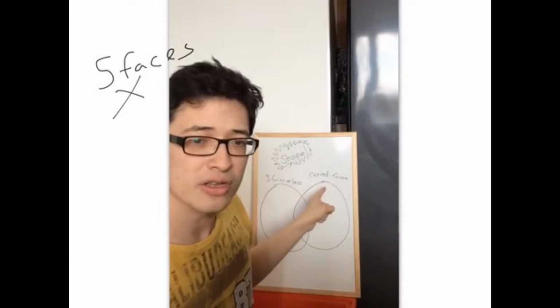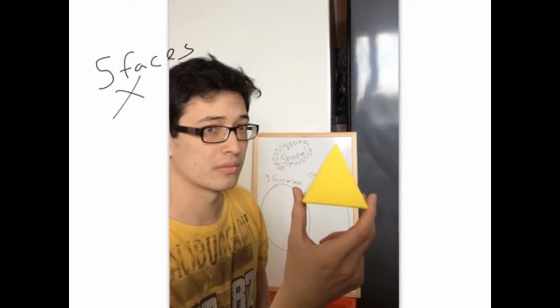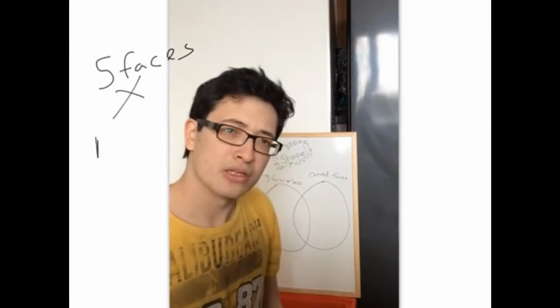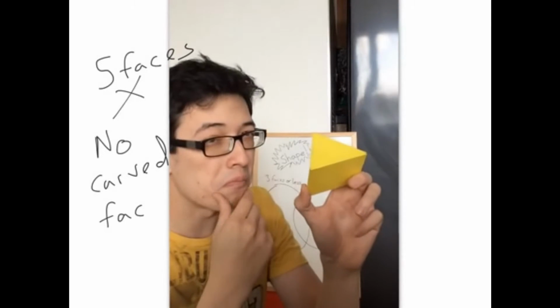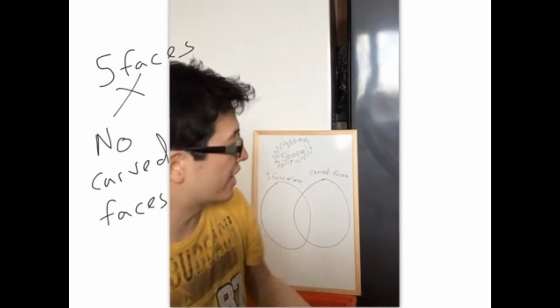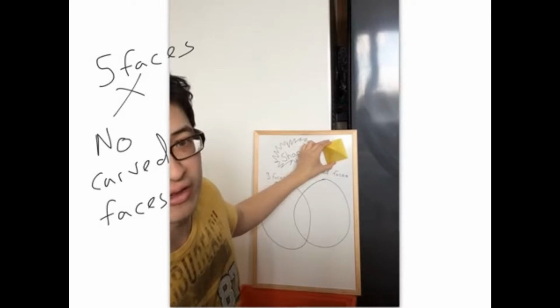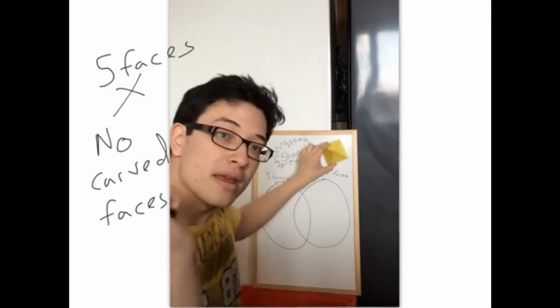Okay, let's try this next circle. Does it have a curved face? No. Okay, so where do you think this shape would go on our Venn diagram? Well, you're right. This shape, if we were to put it on our Venn diagram, would have to go outside of our Venn diagram because it doesn't fit in any of the circles. So it looks a little bit like this.